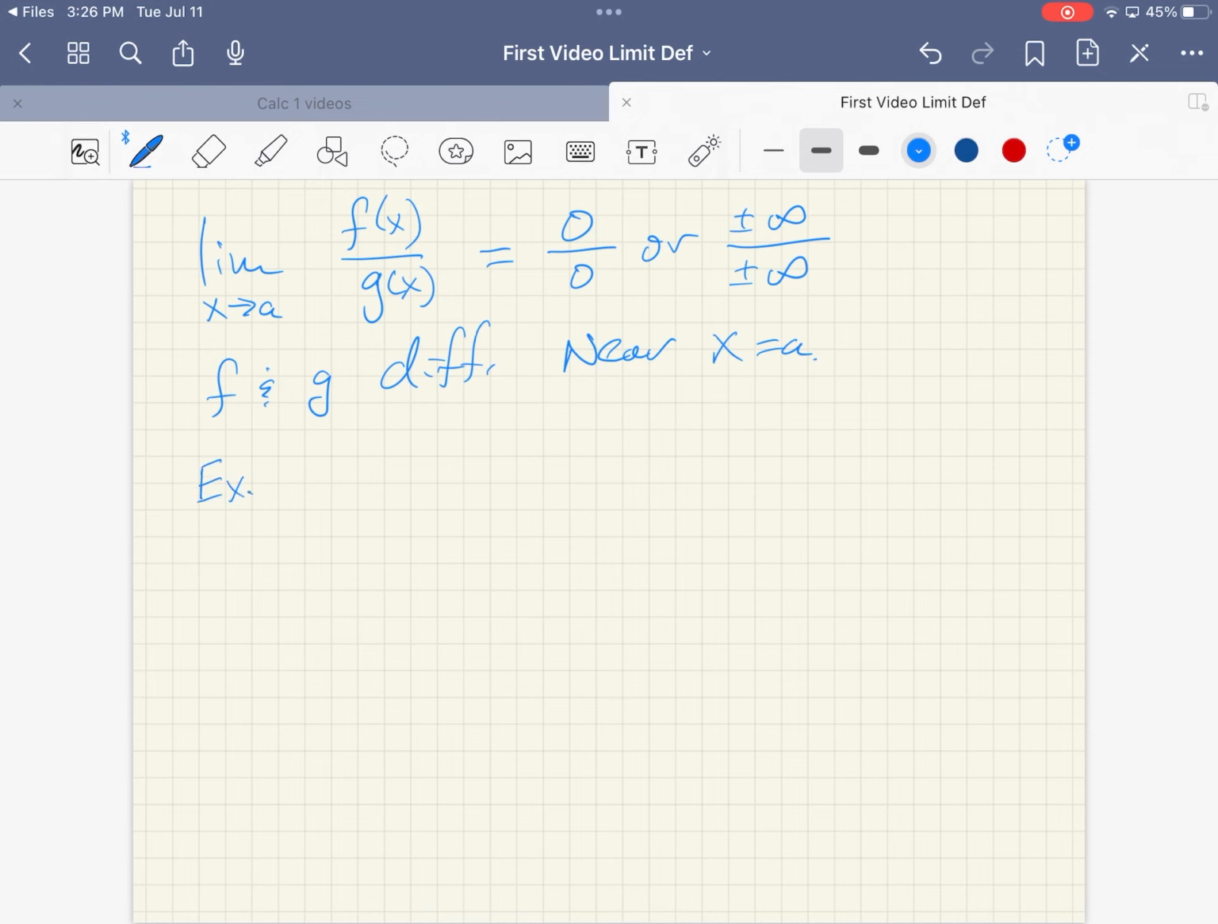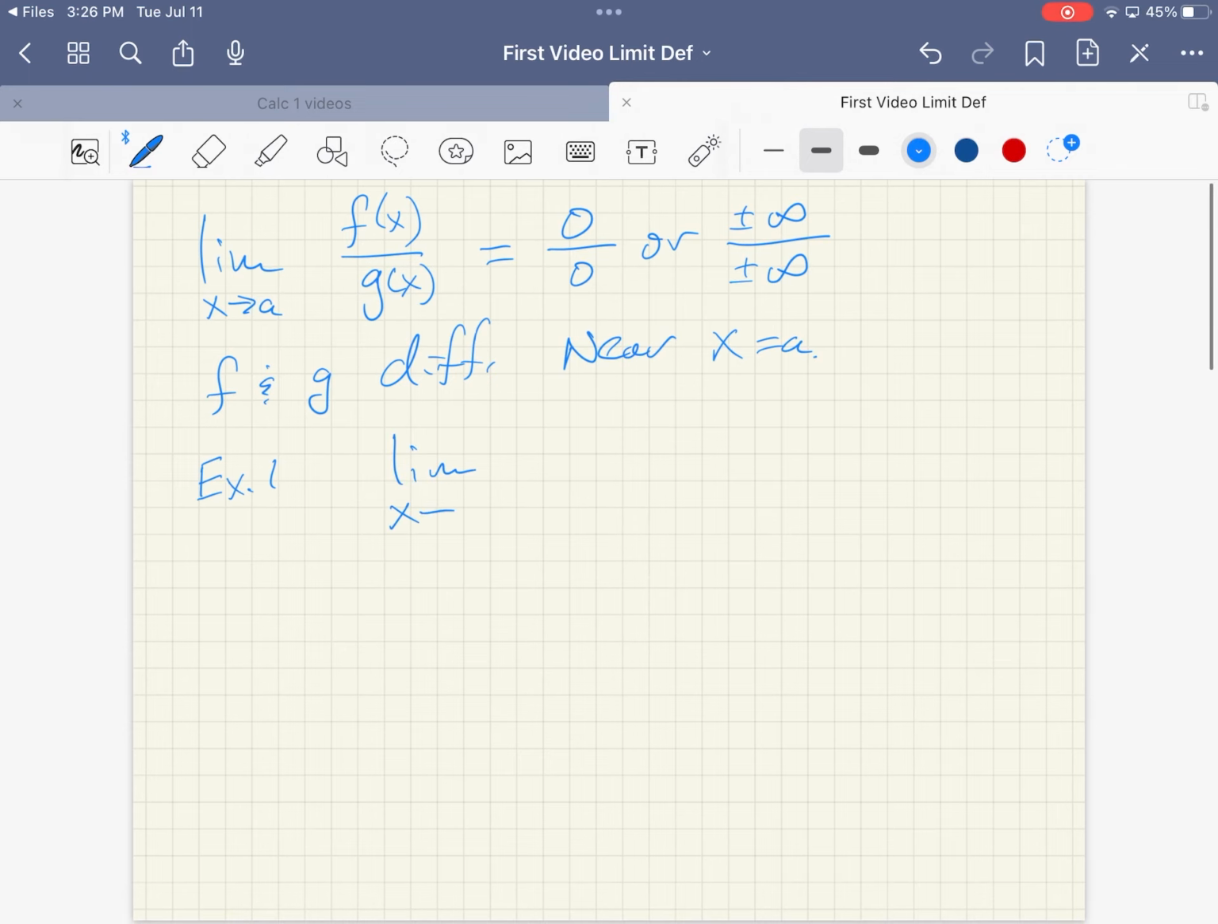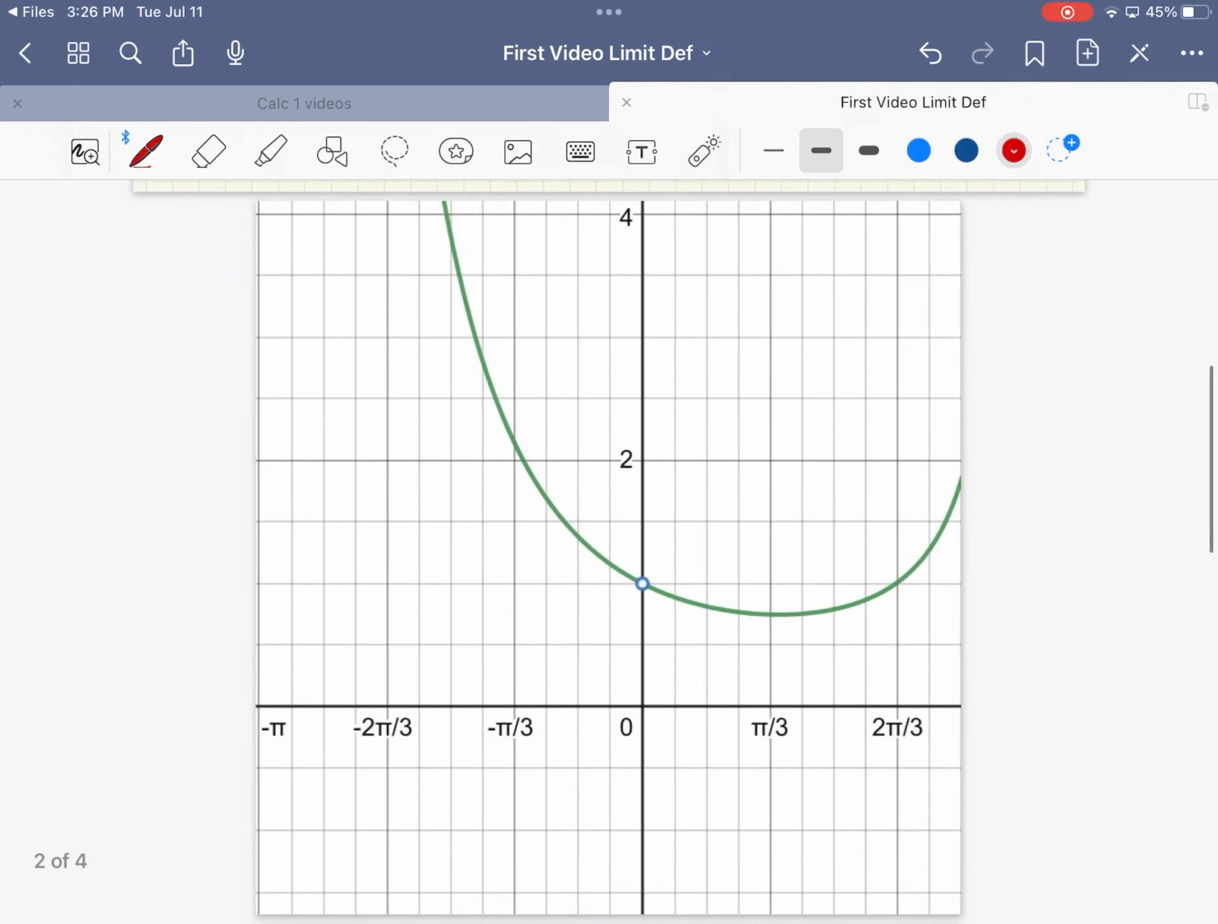So this first example that we're going to look at is this one here. The limit as x approaches 0 of 1 minus e to the negative x over sine of x. So the first thing that we want to do before we even get into L'Hopital's, let's take a look at the graph of this entire function here. Okay, and it looks like this.